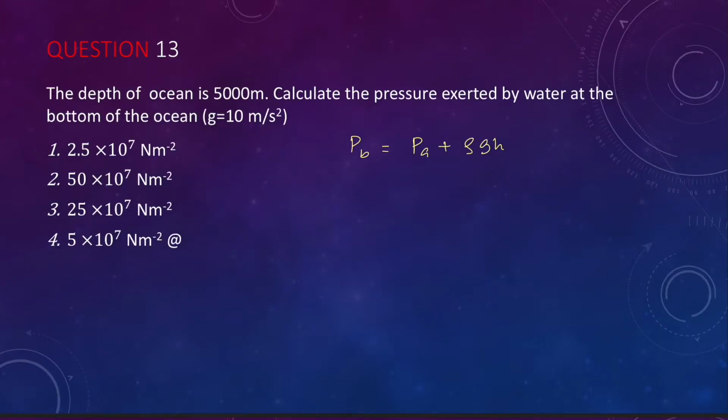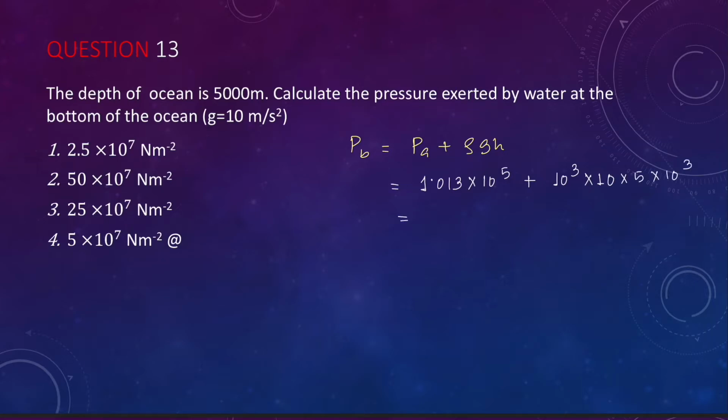Question 13. The depth of ocean is 5000 meter. Calculate the pressure exerted by the water at the bottom of the ocean. Given g is 10 meter per second square. As we know from Bernoulli's equation, pressure at bottom is pressure above plus rho times g times the depth of the ocean. So the atmospheric pressure is 1.013 into 10 to the power 5 Newton per meter square, plus density of water is 1000, g is 10, h is 5000.